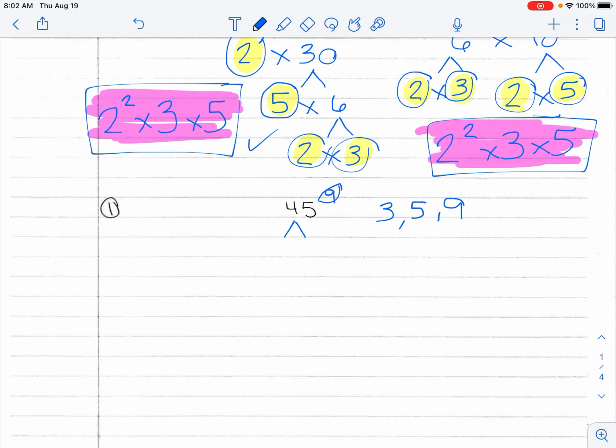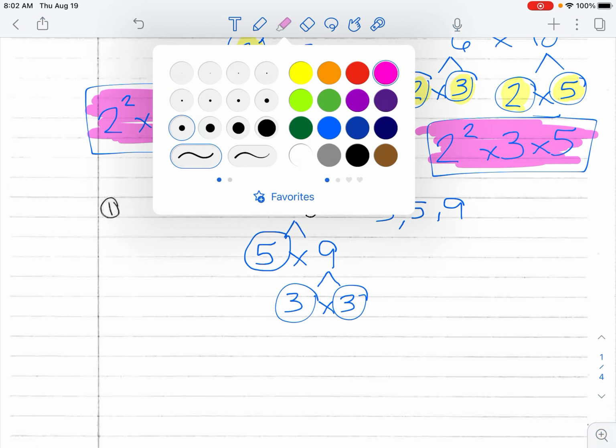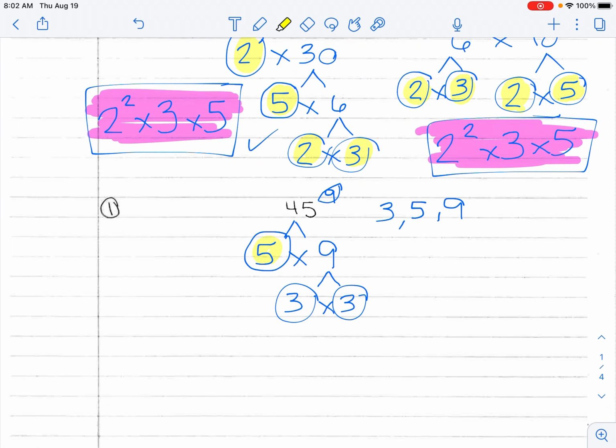So I'm going to start with the one that's easiest on this one, and that's 5 times 9 is 45. From your 100s chart that we did on Monday, we know that 5 is a prime number, but 9 is a composite number. 9 we get from multiplying 3 times 3. 3 is a prime number, so I'm going to have to stop. So now I'm going to highlight all of my prime factors.